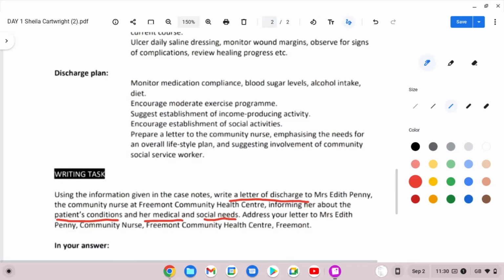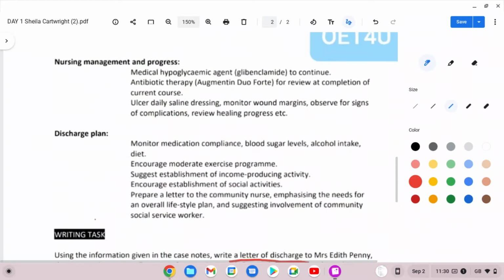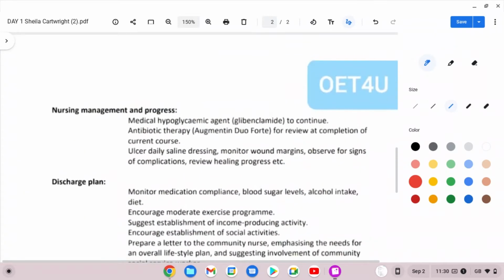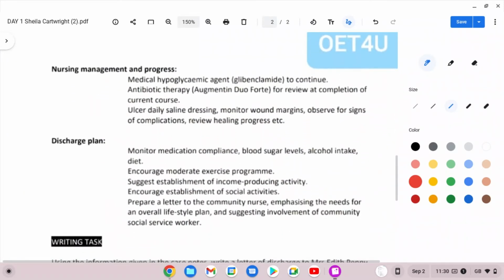Encourage Sheila to do a moderate exercise program. Suggest establishment of income producing activity. So why do we need to do that? You can find all that detailed information above in this case note. Okay, and again, prepare a letter to the community nurse. That is what we are doing now, and suggest involvement of a community social service worker as well. Okay, so these are the important discharge plans for this letter. Then we will go and check the letter posted in the group, and we will correct it right now. Okay.